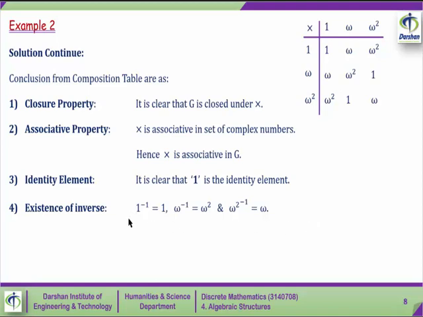So here 1 inverse is 1, omega inverse is omega square and omega square inverse is omega. So these four properties hold for the set G with multiplication. Hence the set of cube roots of unity forms a group under multiplication.